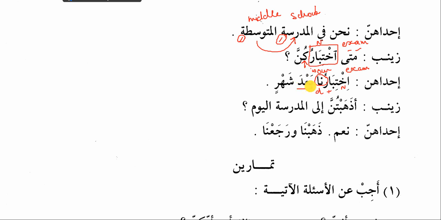Ba'da is zarf, and this phrase is mudaf ilayhi, and this is mudaf, and this is the zarf. Okay, ba'da shahrin means it is after a month. Our exam is after a month. Now in this case it's singular, that's why I'm translating as a month.